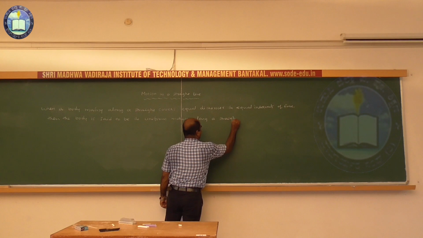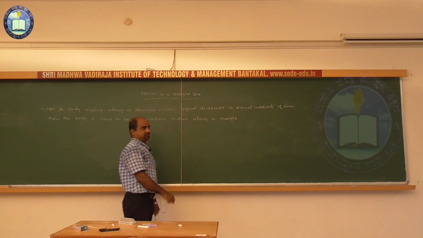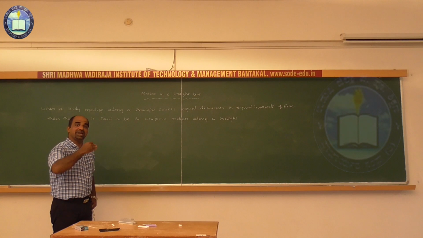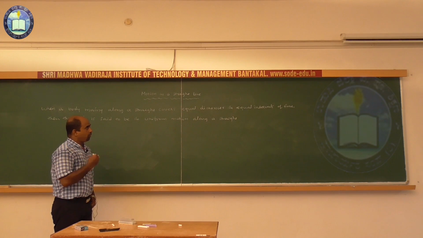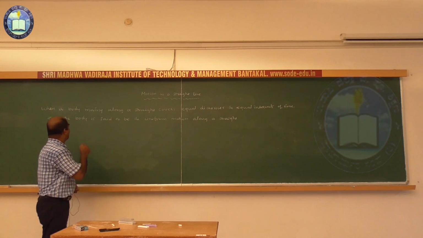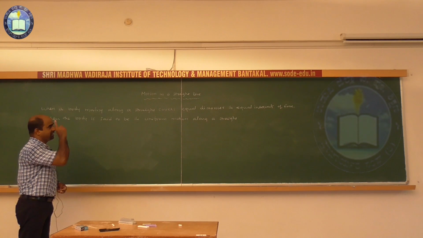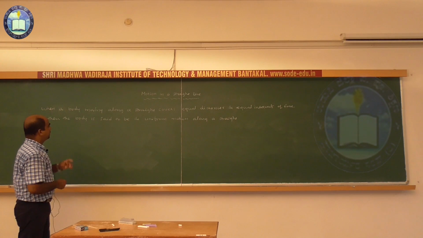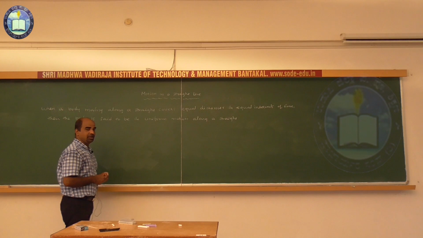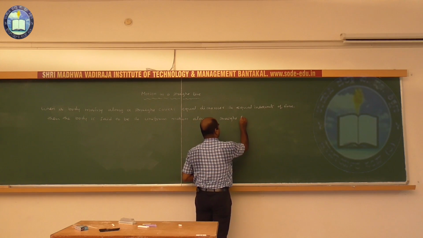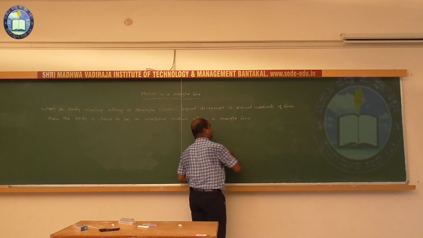The question may ask, what is uniform motion? We need to say, what is uniform motion along a straight line? So what is the answer for this question? When a body moving along a straight line covers equal distances in equal intervals of time, then the body is said to be in uniform motion along a straight line. It is about uniform motion.